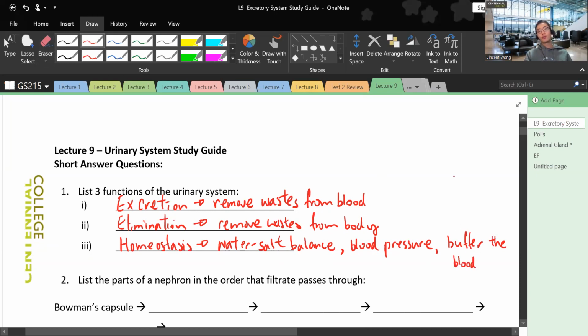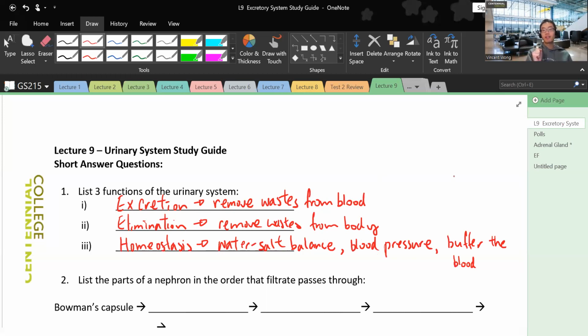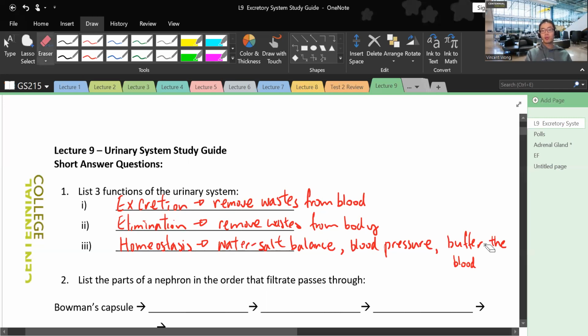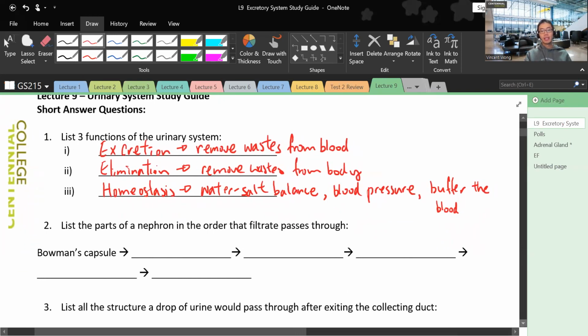Buffer means to resist change in pH. Your blood has to be around 7.35 in terms of pH. And if it gets too basic or too acidic, then it's very dangerous for the body. So your kidney plays a role in helping to maintain that narrow range of compatible pH. There are a lot more things that it does in terms of homeostasis, but those are the 3 things that we will focus on in the lecture.